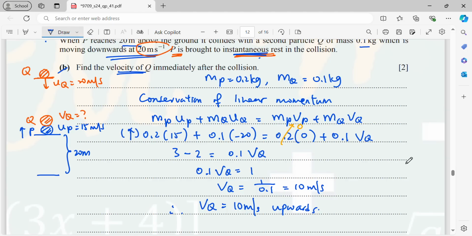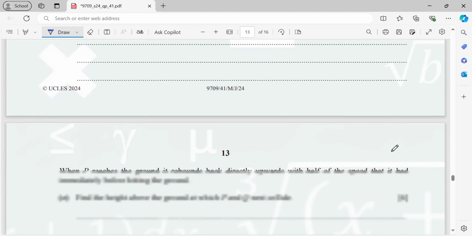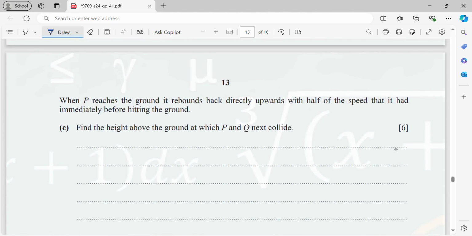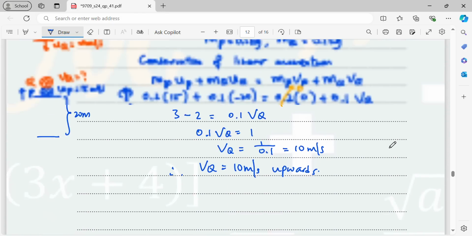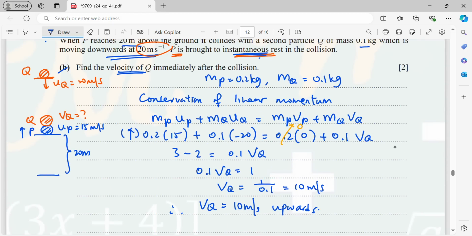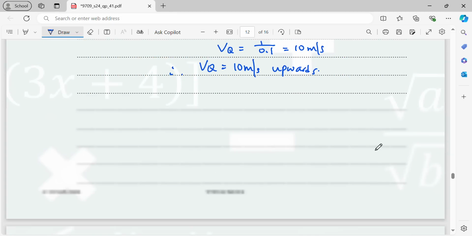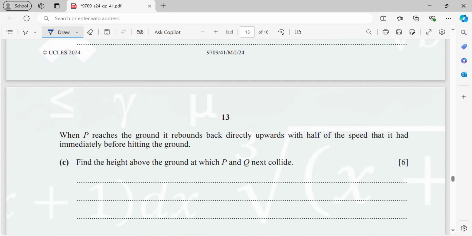Upwards as positive. Now, when P reaches the ground, because we know that when it comes to rest, then it will go down. So when P reaches the ground, it rebounds directly upwards, with half of the speed that it had immediately before hitting the ground. So part C: find the height above the ground at which P and Q next collide.